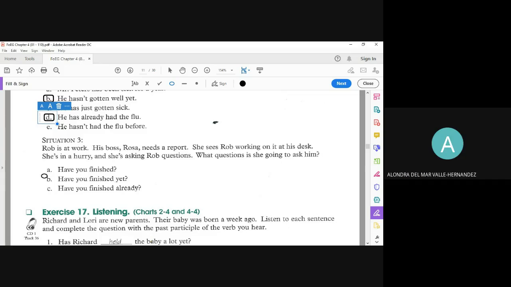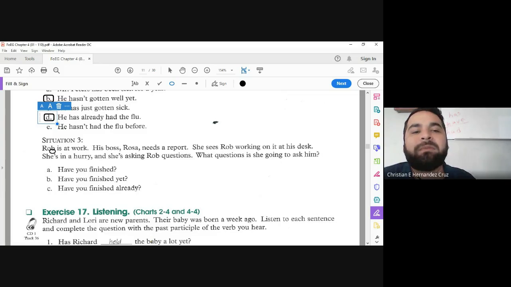Okay. Let me reread this. Rob is at work. His boss Rosa needs a report. She sees Rob working on his desk. She's in a hurry and she's asking Rob questions. Have you finished? Okay. Have you finished?